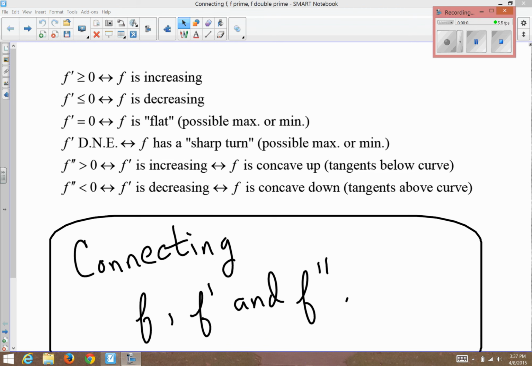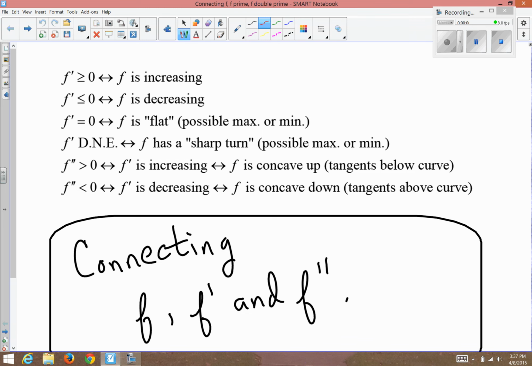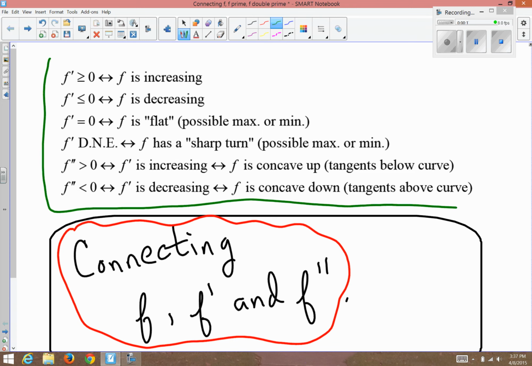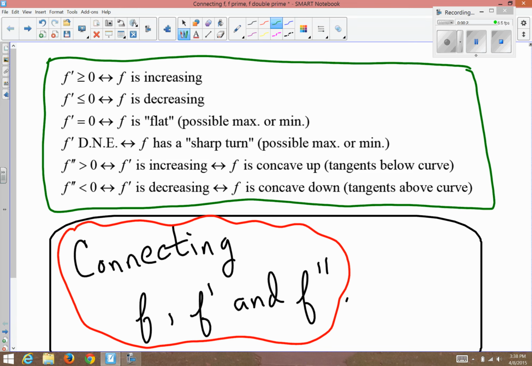This is called connecting f, f prime, and f double prime. The handout that you have that has all this is one of the most important handouts in calculus. It says when f prime is positive, f is increasing. When f prime is negative, f is decreasing. When f prime is 0, f is flat or horizontal.